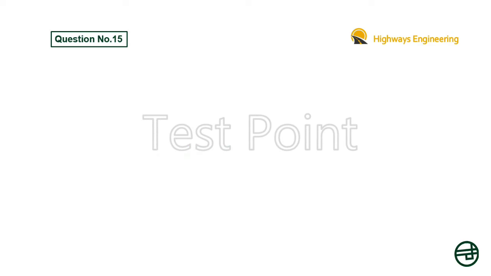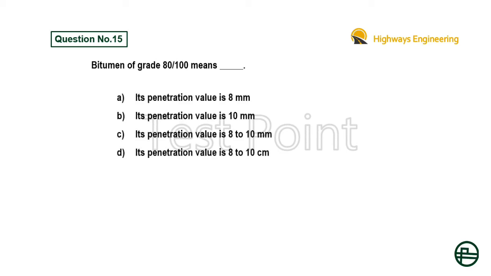Question number 15. Bitumen of grade 80/100 means. Option A, its penetration value is 8 millimeters. Option B, its penetration value is 10 millimeters. Option C, its penetration value is 8 to 10 millimeters. Option D, its penetration value is 8 to 10 centimeters. Answer is option C, its penetration value is 8 to 10 millimeters.